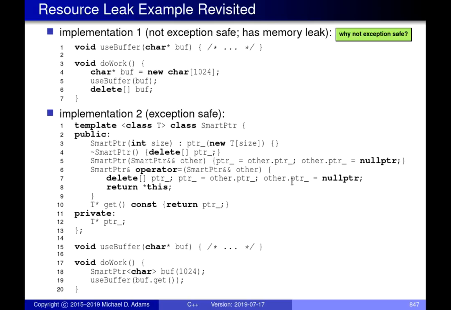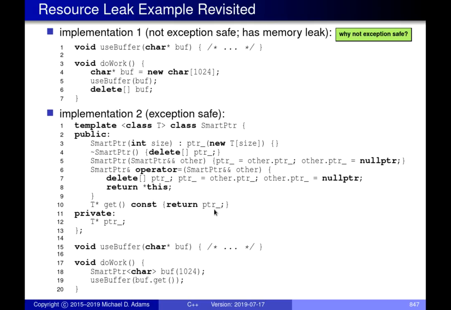And then we set the other pointer to be null. So we leave the pointer that we moved from in a state where it's no longer pointing to anything. It's just a null pointer. And we allow for this null value for the smart pointer, just meaning it's not pointing to anything, in an analogous way to how we have null pointers for regular raw pointers, meaning it doesn't point to anything.